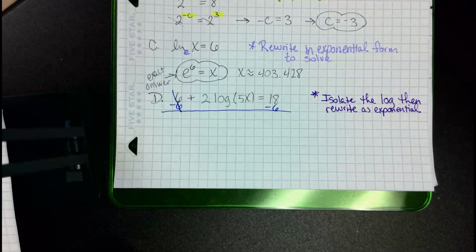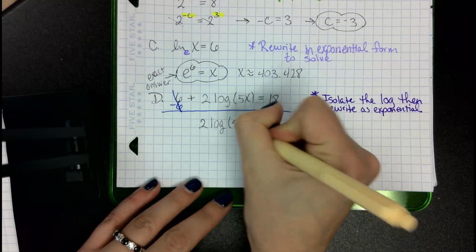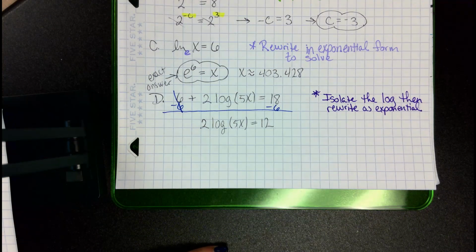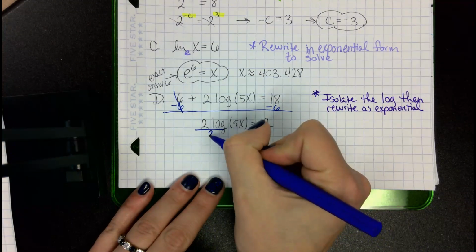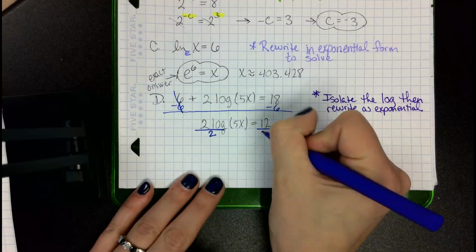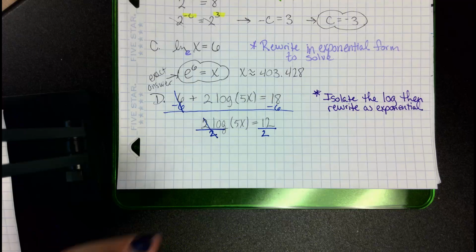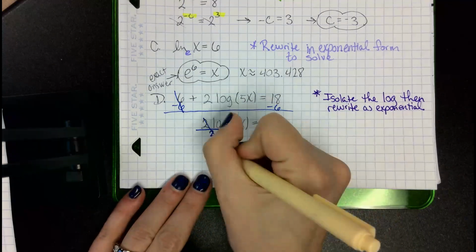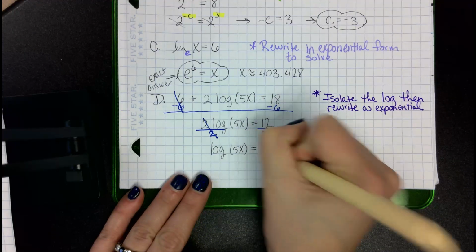All right, so now I have 2 times log of 5x equals 12. So I have 2 times the log. If I'm trying to get the log by itself, I need to divide by 2. Because log of 5x, that's one thing. So it's 2 times that thing. You're not going to have the word log without a number attached to it. All right, so now I have log of 5x equals 6.